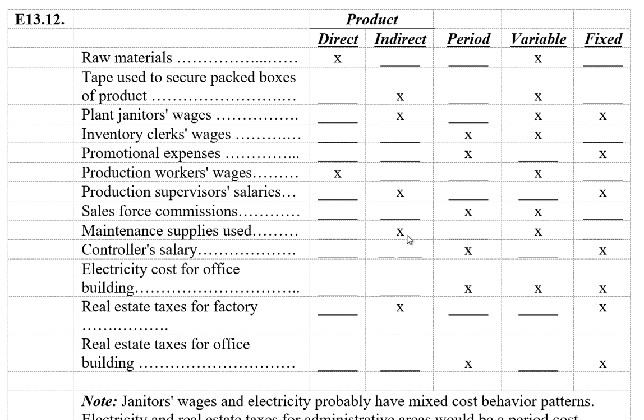So the controller salary, who's going to record all these transactions, is going to be considered a period cost or administrative type cost. So that's usually fixed, right? And it's a period cost. Now we have electricity costs for an office building. Now we're going to assume that administration is in that office building, and that electricity, however, could be variable, or a good bit of it could be fixed. It just really depends. It's kind of a mixed cost.